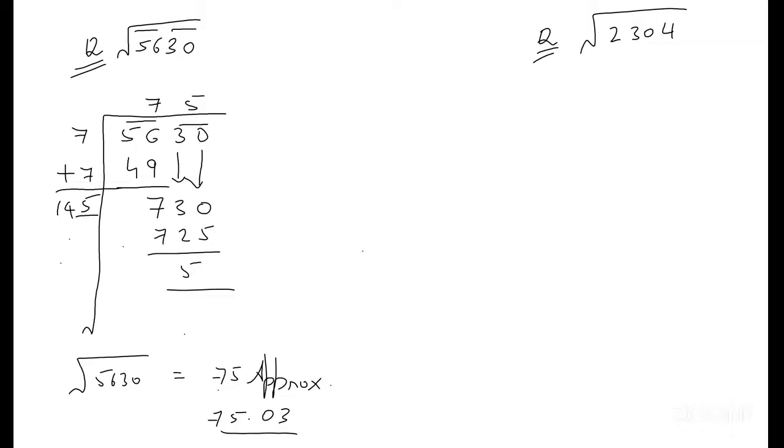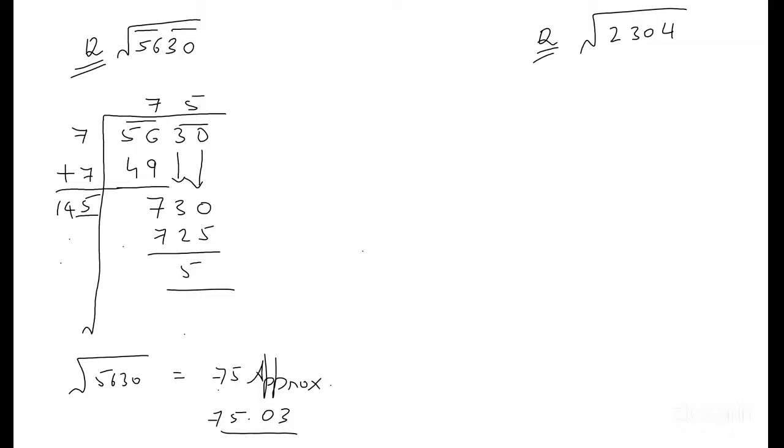What is the answer? 48. Yes, Abraham, 48 is correct. 48 is correct, Emma. Well done, both of you. Nathaniel, what are you getting? Yes, ma'am, I also got 48. You also got 48. Okay.